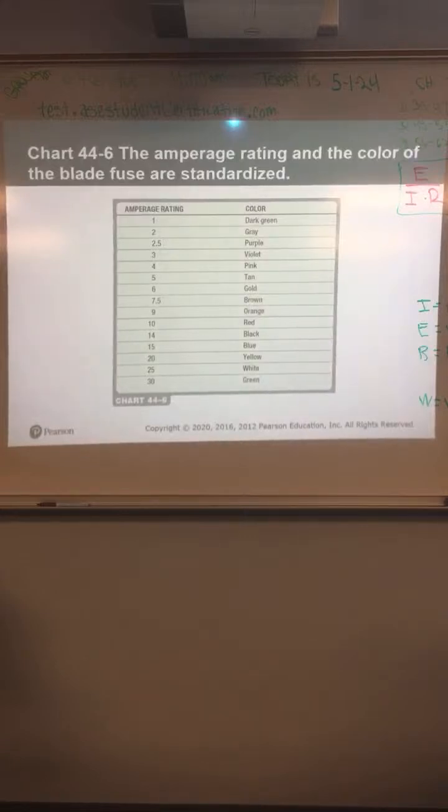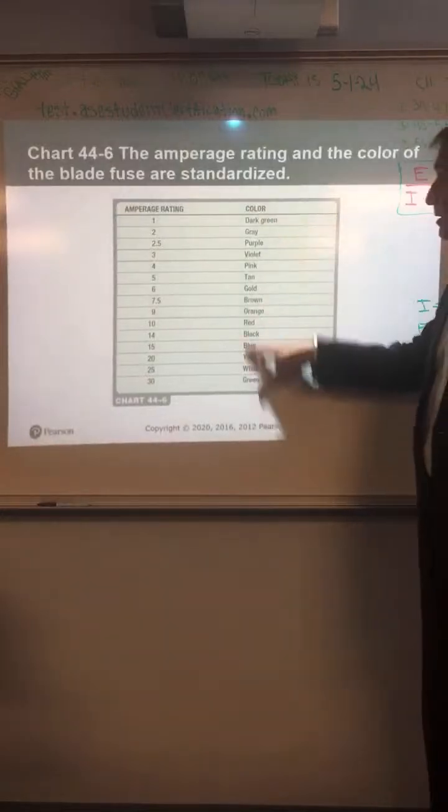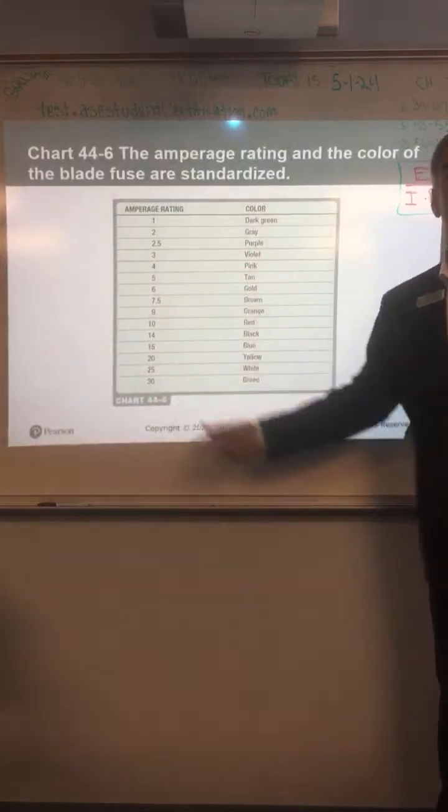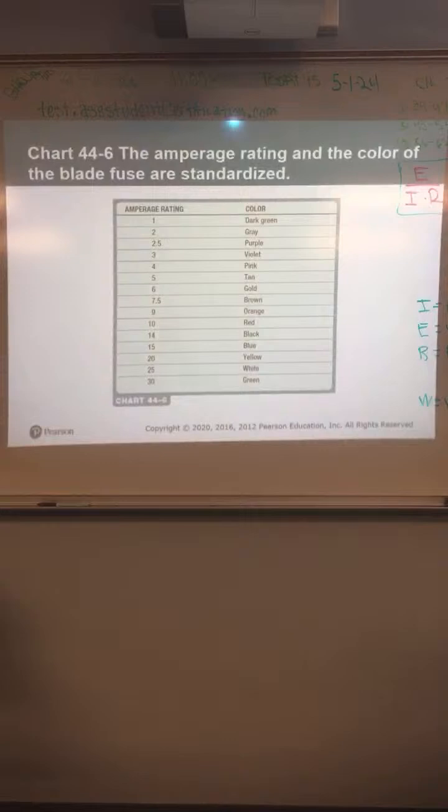Fuses are color coded. This is the standard color and amperage of fuses. You can tell what the amperage of a fuse is by looking at what color it is. You don't even have to read what's stamped on it. What color is a 10 amp fuse? Red. What color is a 30 amp fuse? Green.